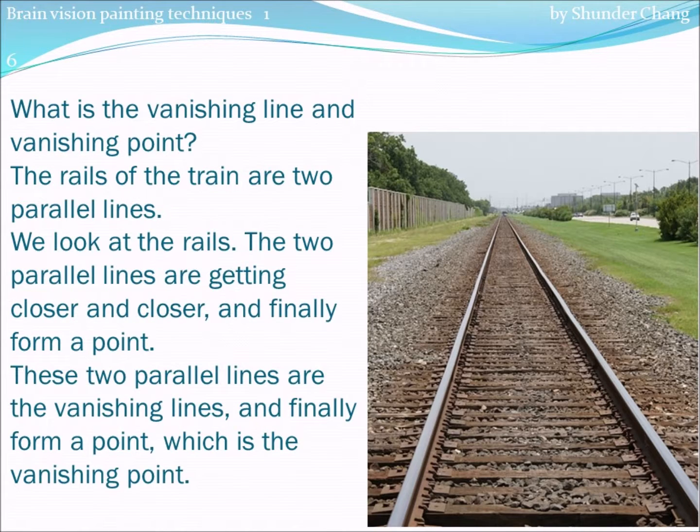The rails of the train are two parallel lines. We look at the rails. The two parallel lines are getting closer and closer, and finally form a point. These two parallel lines are the vanishing lines, and the point they finally form is the vanishing point.